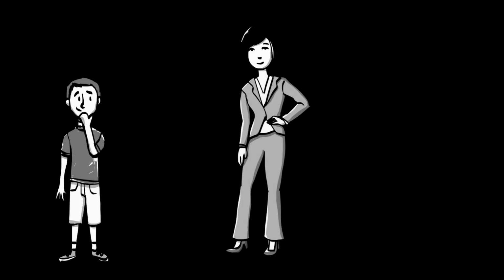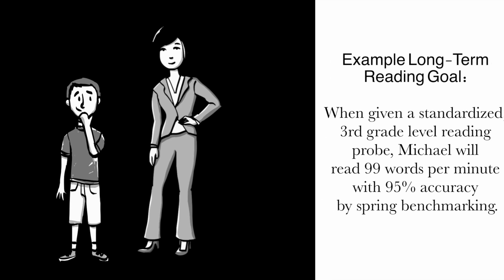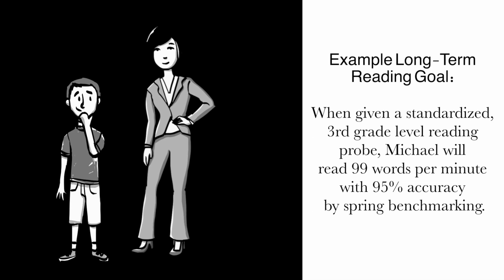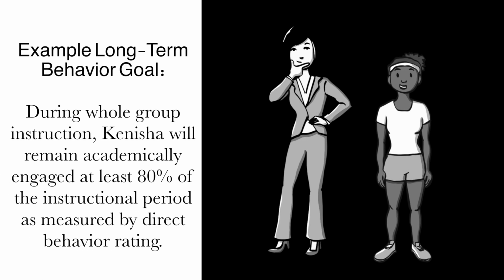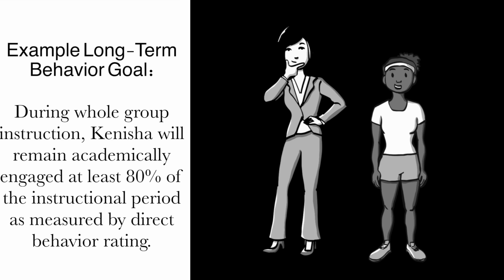Here are examples of an academic and behavior long-term goal. IEP academic goal example. When given a standardized 3rd grade level reading probe, Michael will read 99 words correctly in 1 minute with 95% accuracy by spring benchmarking. IEP behavior goal example. During whole group instruction, Kenesha will remain academically engaged at least 80% of the instructional period as measured by direct behavior rating.